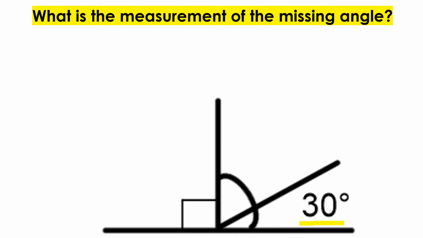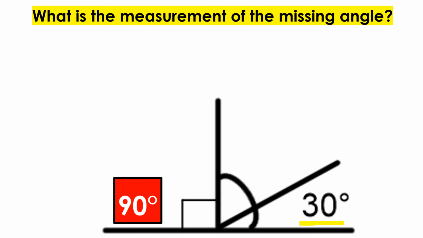If you remember when we first started learning about angles, we said that if you see a box like this, you should be able to identify what type of angle it is straight away and what is the measurement of that angle. This is a right angle. It measures 90 degrees.